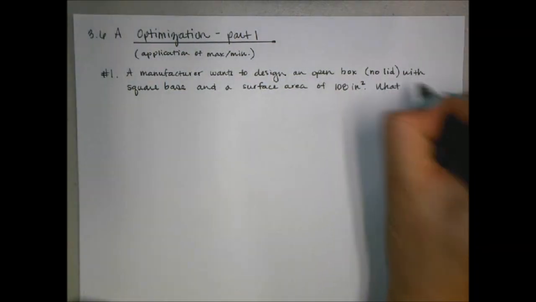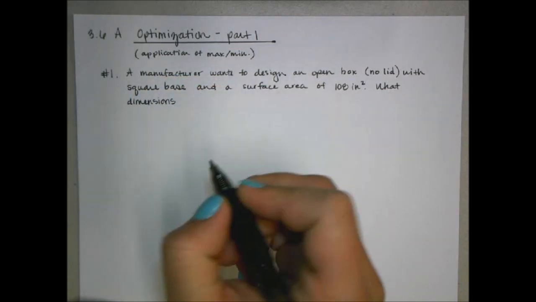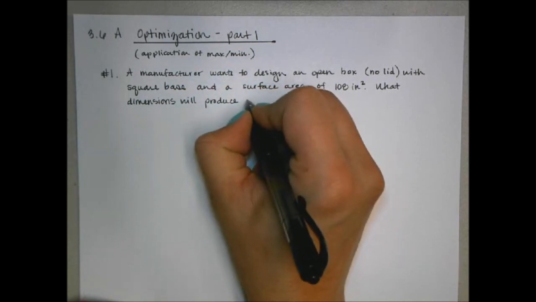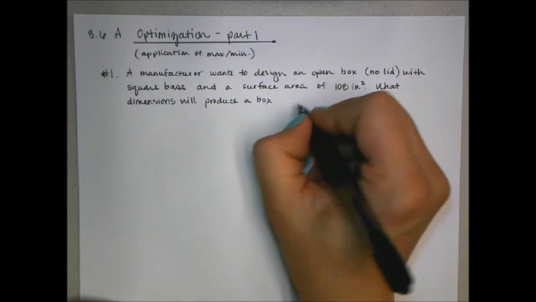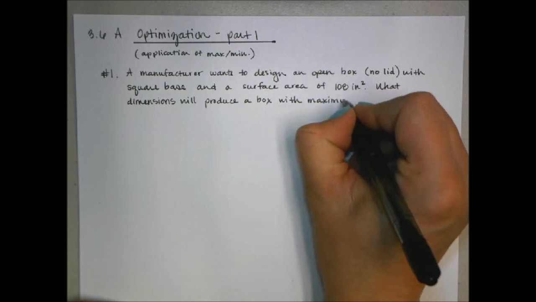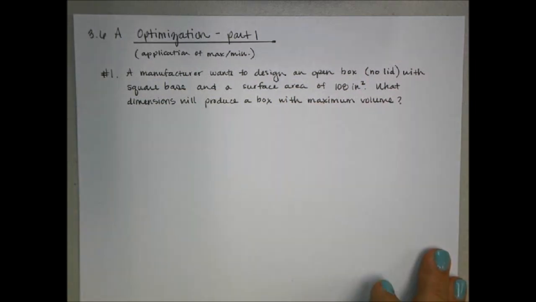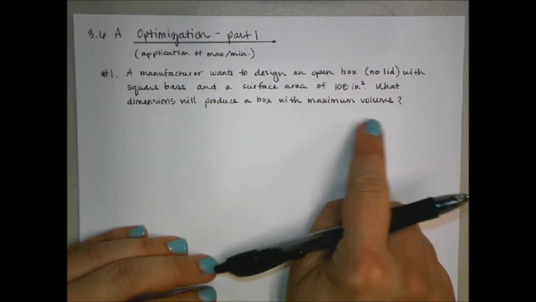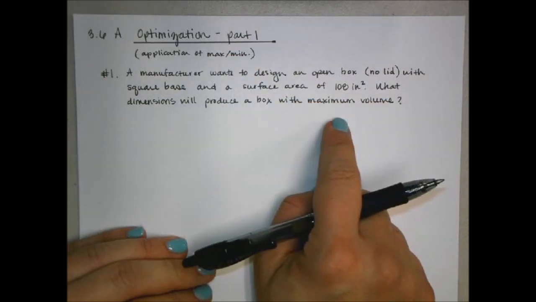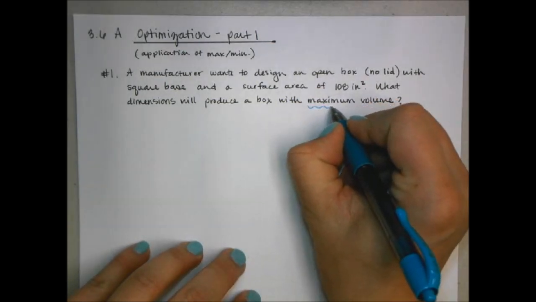Here's our question. What dimensions will produce a box with maximum volume? So the end question is find the maximum of the volume. Again, we're finding maximums and minimums. That's the application here. So the end question, the last thing you want to answer, is find the maximum of the volume.